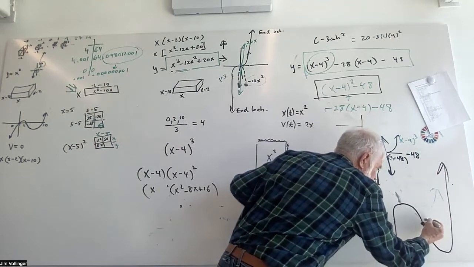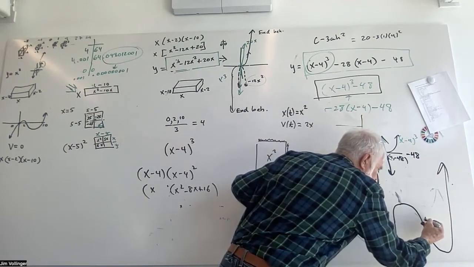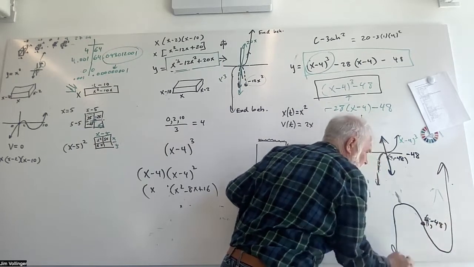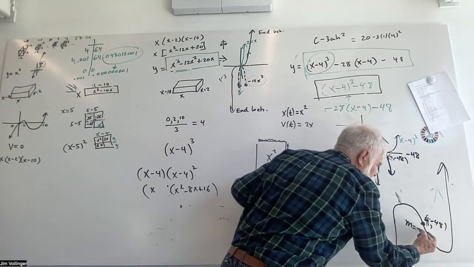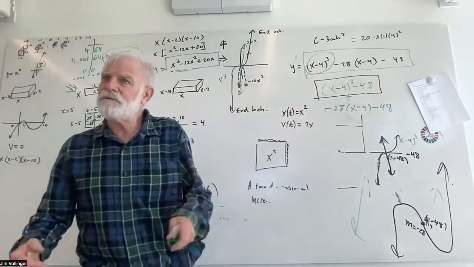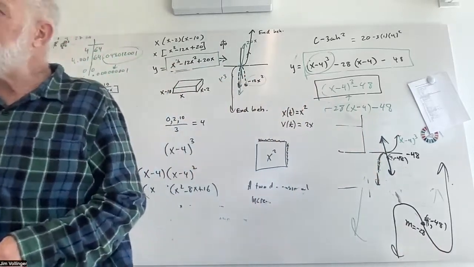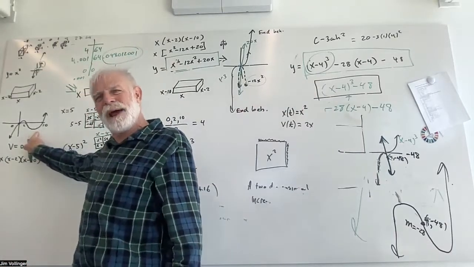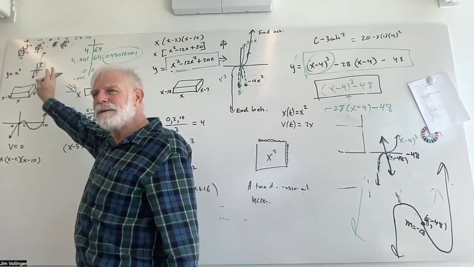And that's positive 4, comma, negative 48. And I'm moving down at minus 28 to 1 at that instant. I've got a little feel for the graph. Everybody studies factors, but that's not really what's going on. What's going on is geometric.